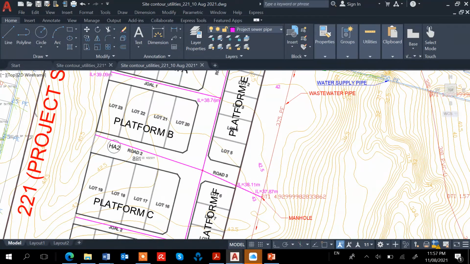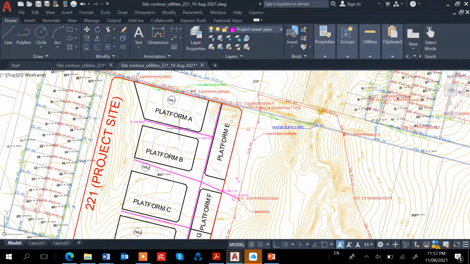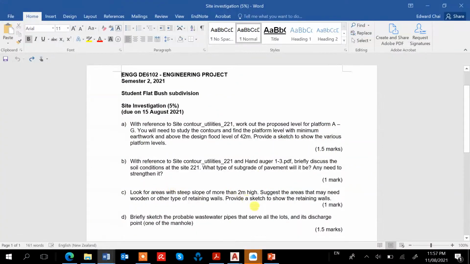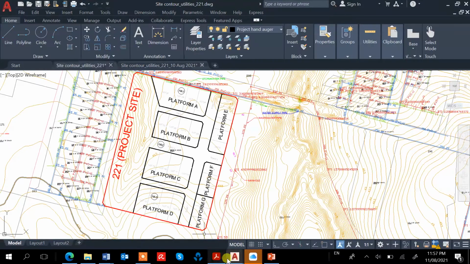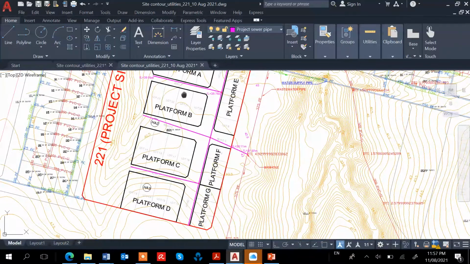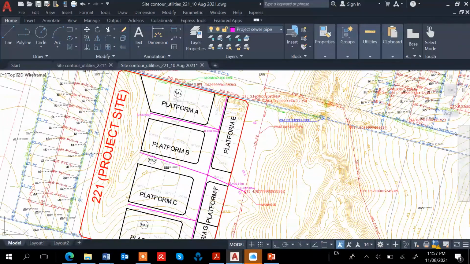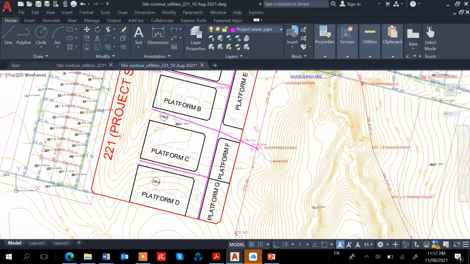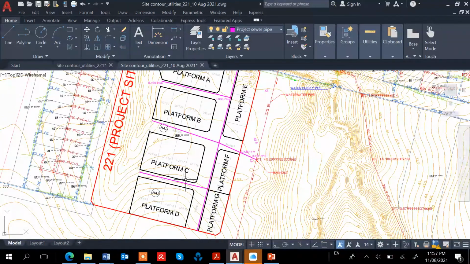Yeah, so the intention of this is to find the depth of the invert level of the wastewater pipe, which actually means the cover, which we want to determine if the cover is enough. This is critical at platform A. Platform A will be much lower because of the contour. This place is lower compared to platform D. D is probably the highest, and then it slopes down.